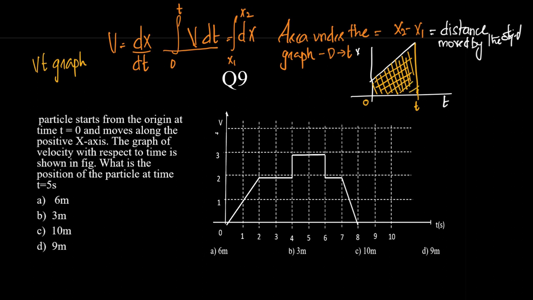Okay, so a very simple question. What we are asked to find out is the position of the particle at time t is equal to 5 seconds. See, at t is equal to 5 seconds, where is the graph? The graph, okay, there's a minor mistake in drawing the graph here.